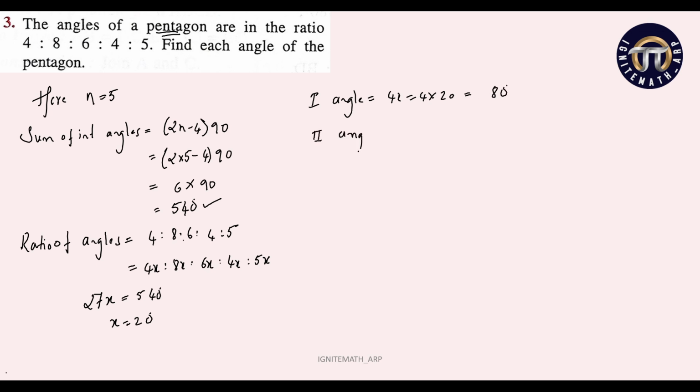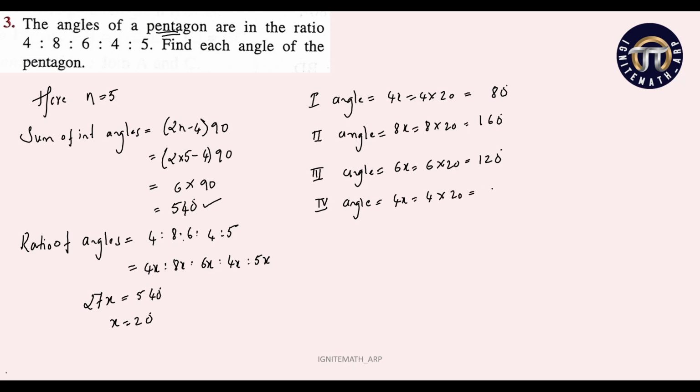Second angle, what is the second angle, children? It is 8x. So 8 into 20, 160 degree. So third angle is 6x. 6 into 20 equal to 120 degree. Then fourth angle is 4x again. 4 into 20 is equal to 80 degree. Then fifth angle is equal to 5x. 5 into 20 is equal to 100 degree.